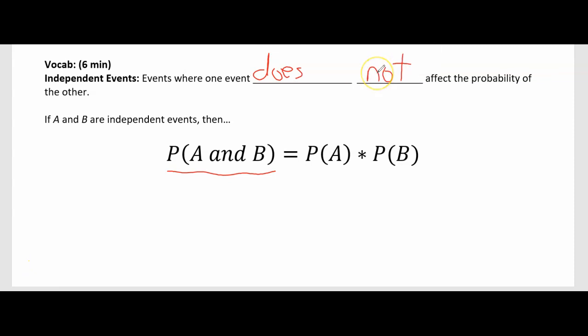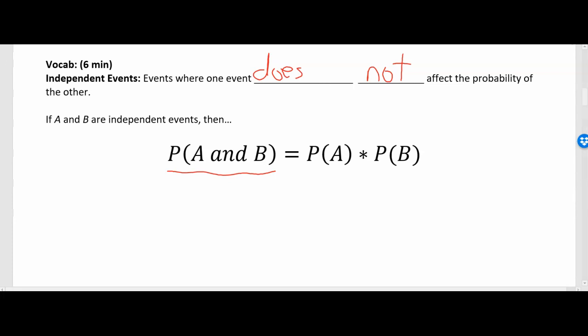So let's do probably the most basic example, getting heads on 2 coin flips. I want a heads on my first flip, and I want a heads on my second flip. So our first event, we'll call that A. Event A, heads. Event B is also going to be heads.